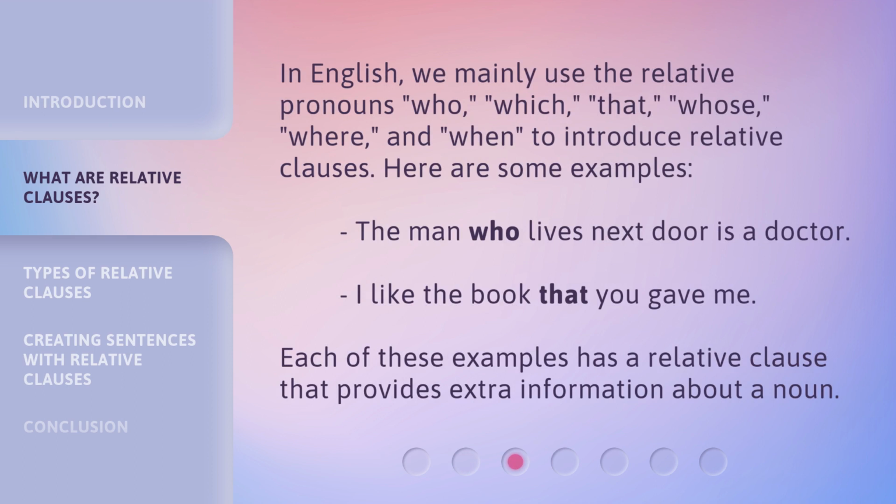In English, we mainly use the relative pronouns who, which, that, whose, where, and when to introduce relative clauses. Here are some examples. The man who lives next door is a doctor. I like the book that you gave me. Each of these examples has a relative clause that provides extra information about a noun.